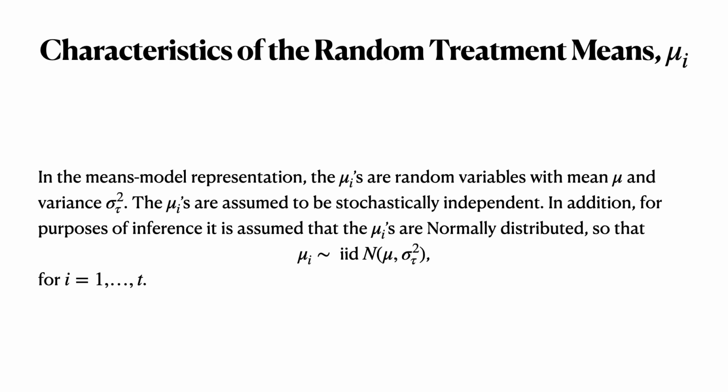Now, in the means model representation, the mu sub i's are random variables with mean mu and variance that we will denote by sigma squared sub tau. The mu sub i's are assumed to be stochastically independent, and in addition, for the purposes of inference, it is assumed that the mu sub i's are normally distributed.